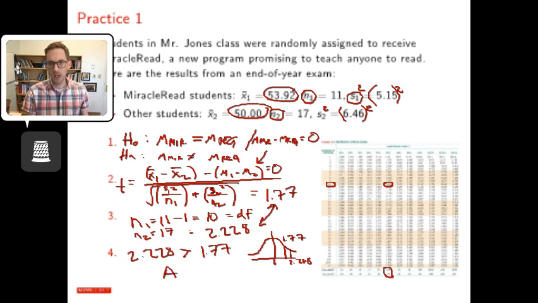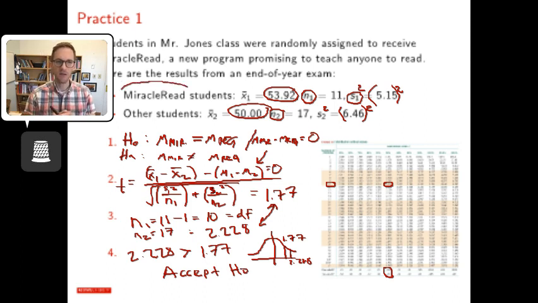So is Miracle Read really a miracle? Well, according to this study, no. We can't say with the degree of certainty that we'd like to have that these students are systematically different or better, even though their average score is about 4 points higher.